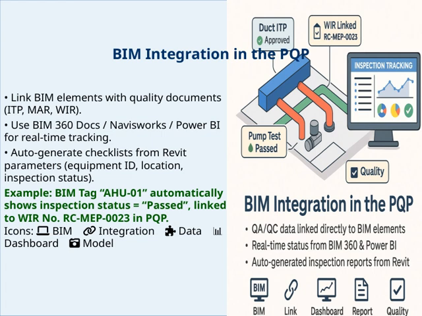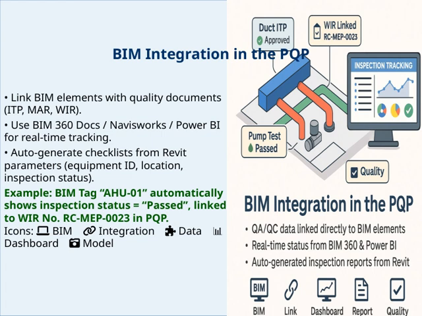This means we can monitor progress and quality issues as they happen, making the management process much more efficient and transparent. Another important aspect is auto-generating checklists from Revit parameters. For example, equipment like an air handling unit, labeled AHU01, can automatically produce a checklist based on its ID, location, and inspection status. So if the inspection status for AHU01 is passed, it will be linked to a corresponding work inspection request number, like RC MEP 0023, within the PQP.